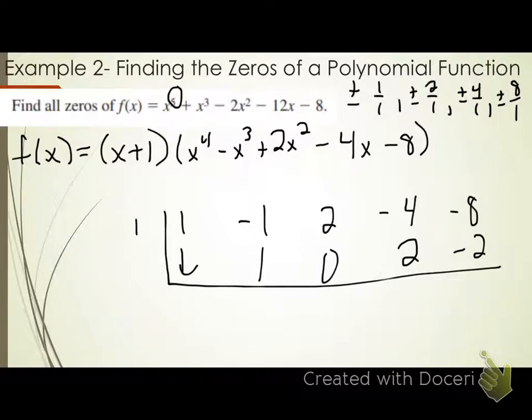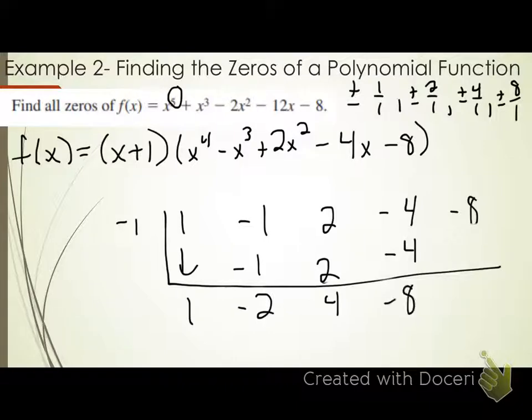Let's try negative 1. Negative 1 times 1 would be negative 1. Negative 1 plus negative 1 is negative 2. Negative 1 times negative 2 is 2. 2 plus 2 is 4. Negative 1 times 4 is negative 4. Negative 4 plus negative 4 is negative 8. Negative 1 times negative 8 is 8. Negative 8 plus 8 gives me 0. So once again, negative 1 is a factor.